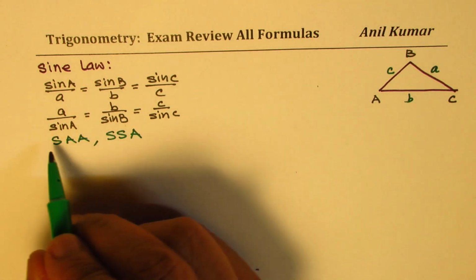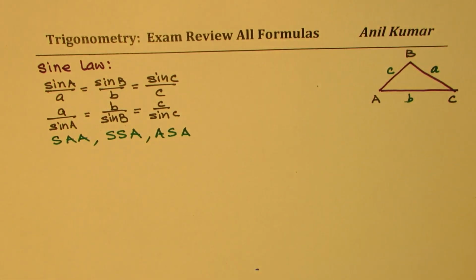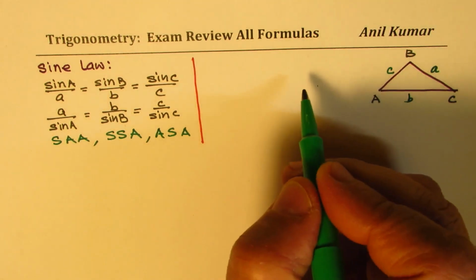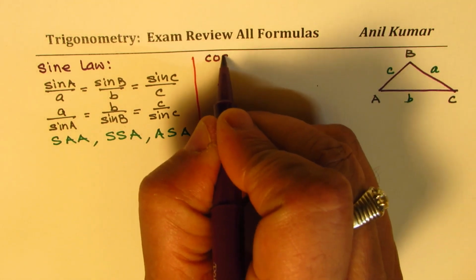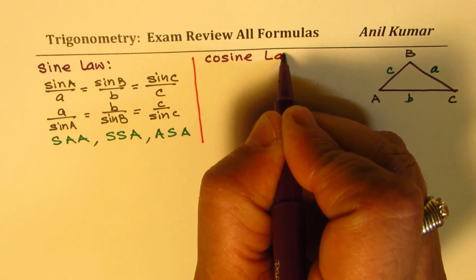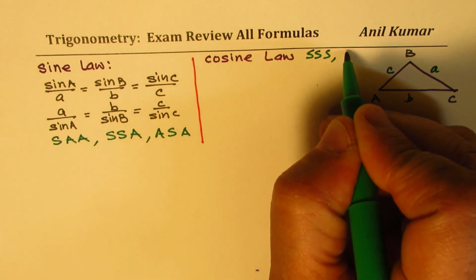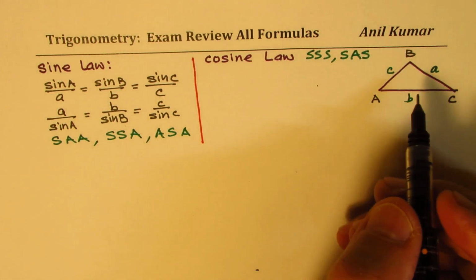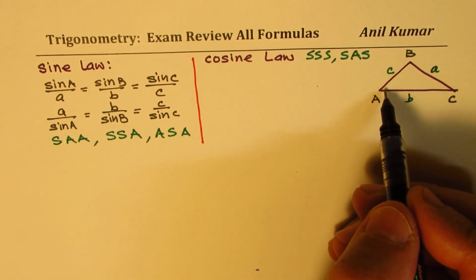Now, also it could have been like ASA, two angles with the side in between. So in such cases, you use sine law. But if you have, for example, three sides given to you, then you use cosine law, right? So cosine law will be used if you have three sides or you have a side, angle, side situation. If you have three sides, you may have to find an angle. If you have two sides and an angle, then the other side.